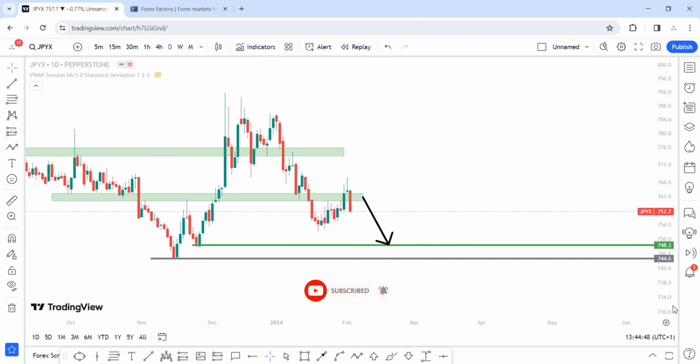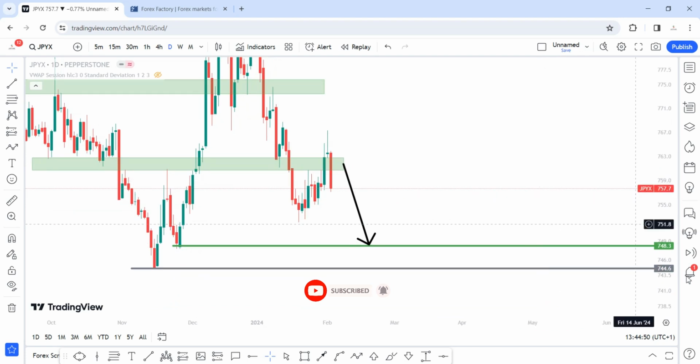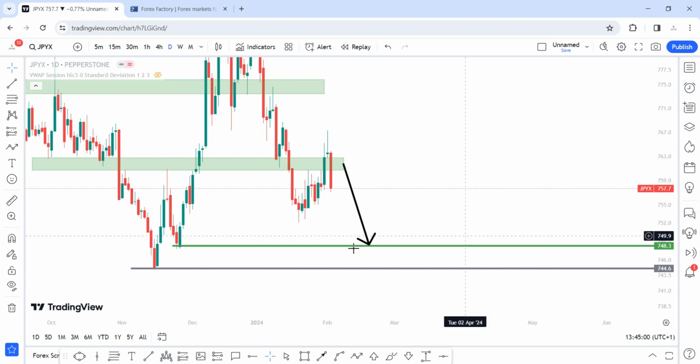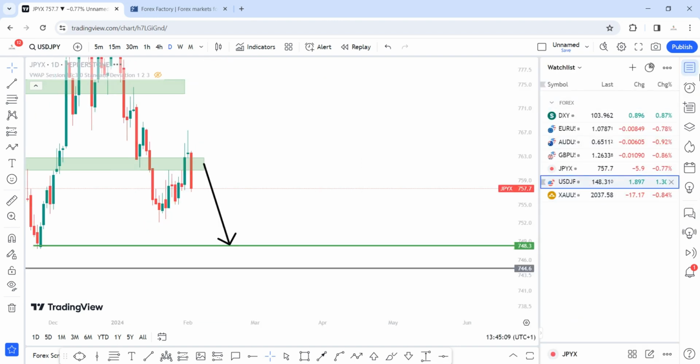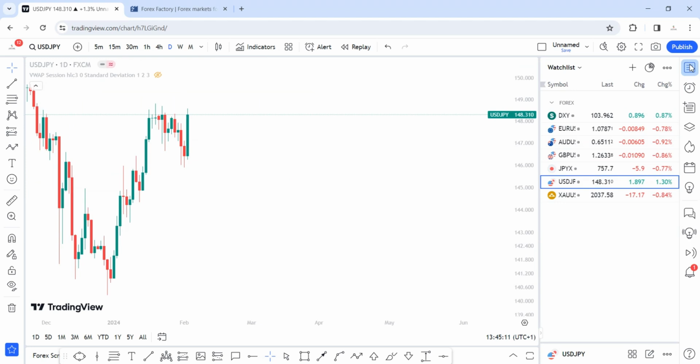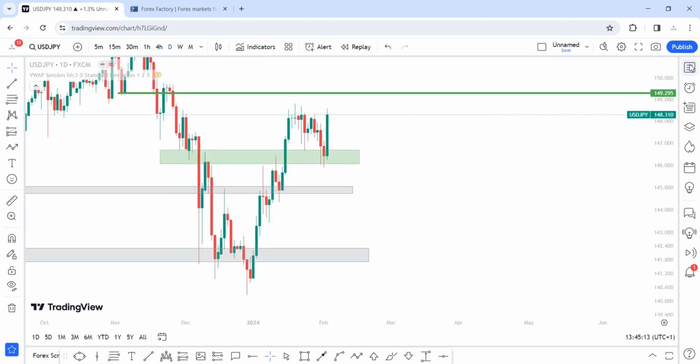So my next target on JPY index is going to be 748.3. So that means most of the pairs paired against the JPY index is going to dominate. All right, so that is what that means. A bearish JPY index simply means a bearish or a weak Japanese yen. Now let's go to USDJPY. Now that we've seen what is happening on the Japanese index, right?